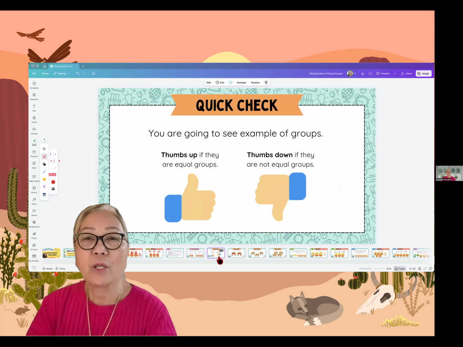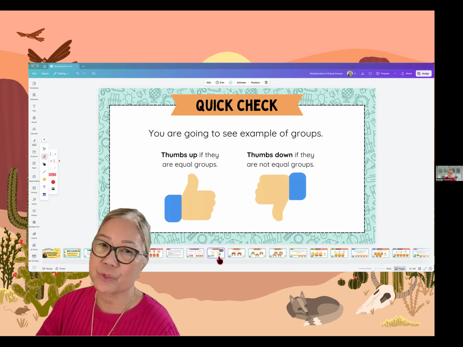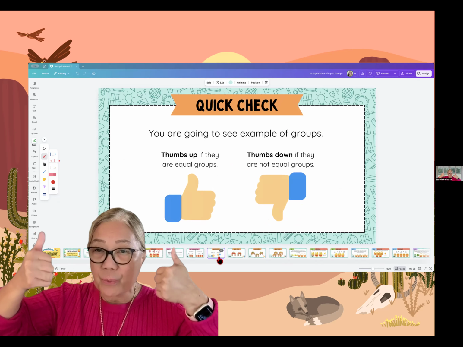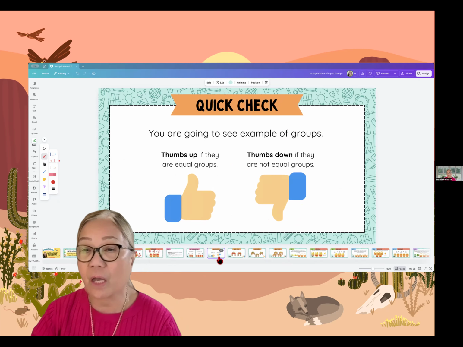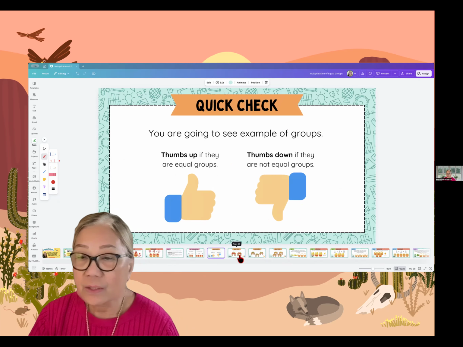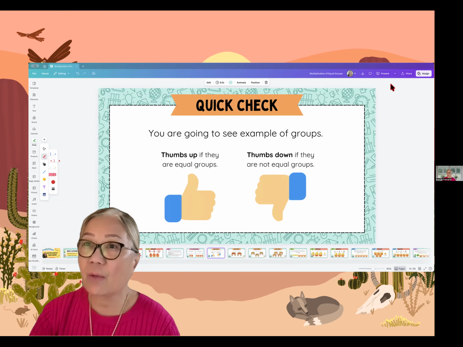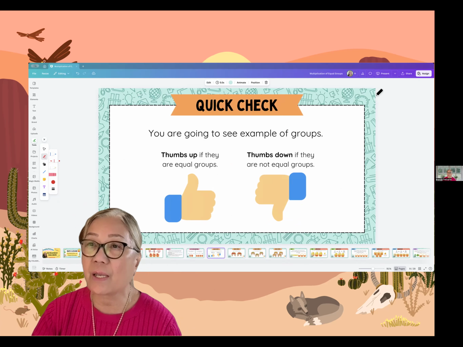All right, now you're going to see examples of groups. Quick check. Thumbs up or thumbs down. Thumbs up if they are equal and thumbs down if they are not equal. All right, so we will start. I will make it big again this time.